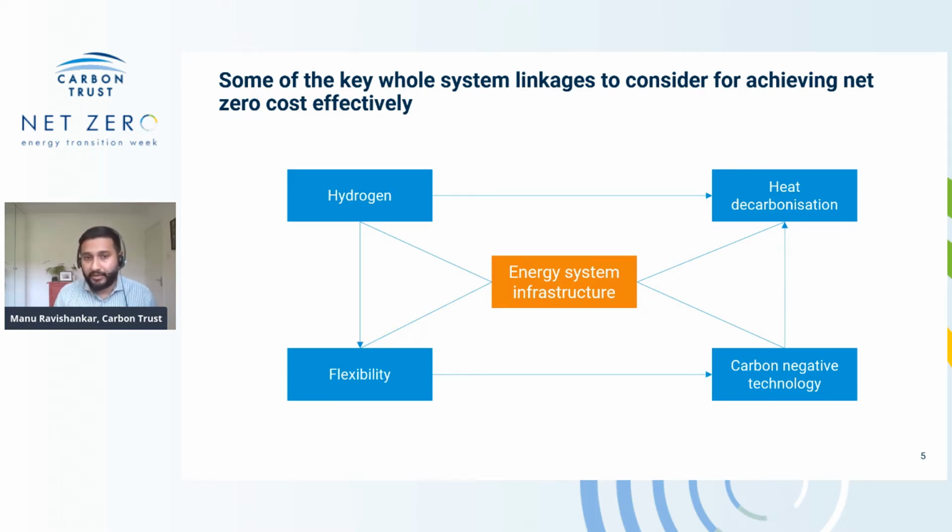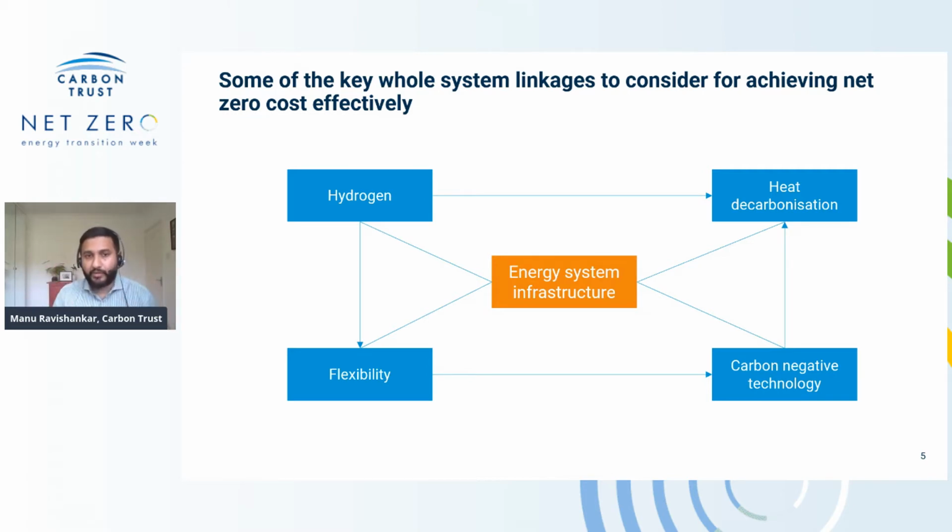And then coming down to the third key element, which is carbon negative technology. What type and how much of carbon negative technologies like carbon capture and storage will we need and should we develop? And finally, finishing the circle, coming to flexibility. How much and from where do we source flexibility for the system?